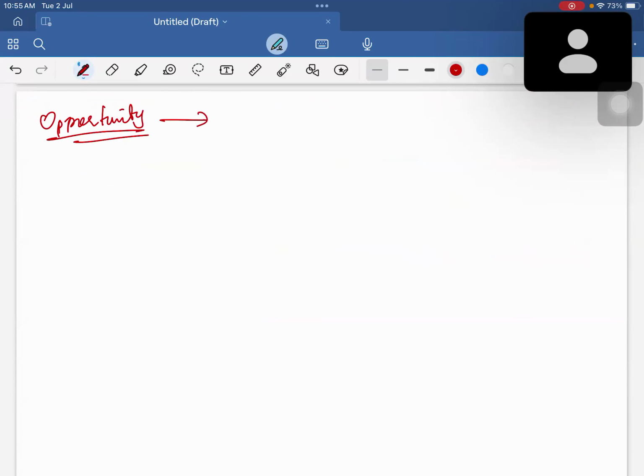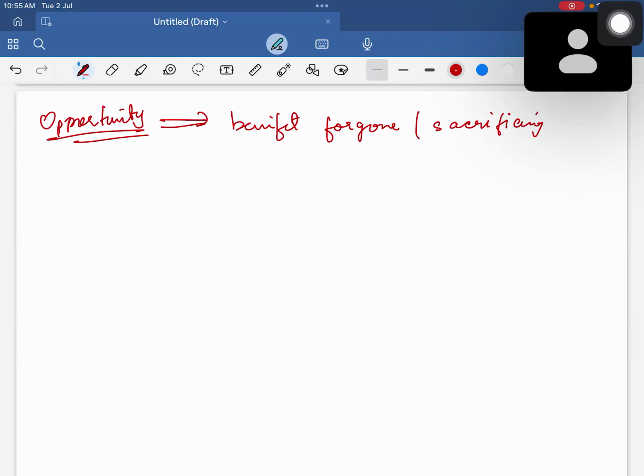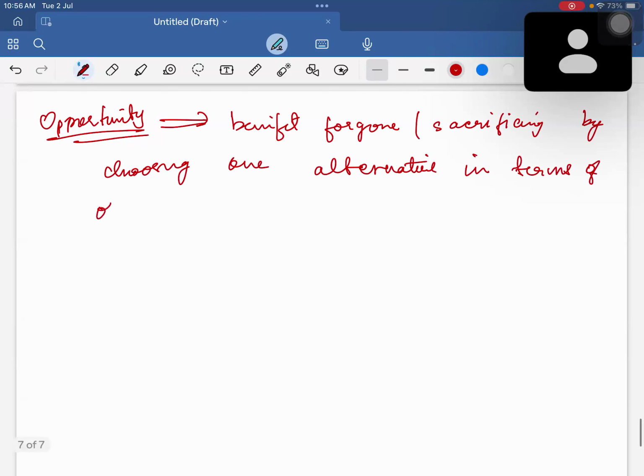Next one is opportunity cost. Opportunity cost can be understood as a benefit that is sacrificed or foregone. And why did that happen? Because you chose something better than the other. Understood?